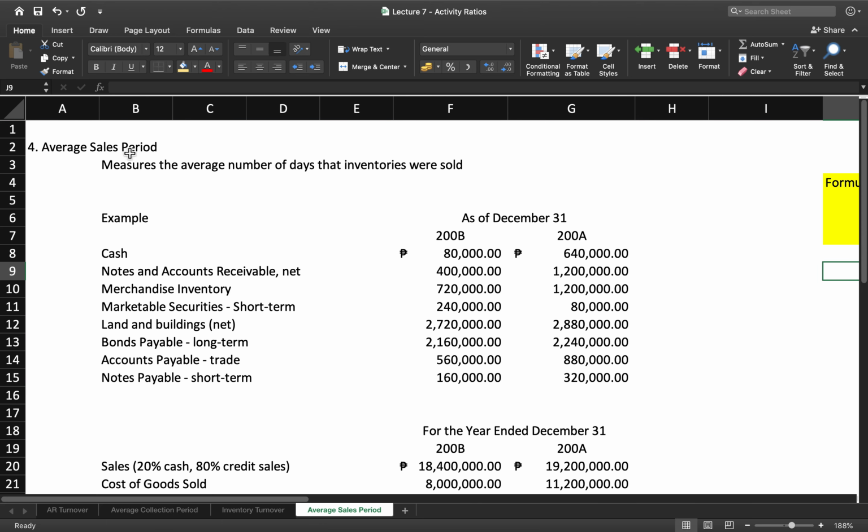Anyway, so average sales period. So, anong definition niya? Measures the average number of days that inventories were sold. So, if inventory turnover measures the number of times that an inventory is sold in a year, so ito naman, it is the average number of days before inventories are being sold. So, ano pagkakaiba? Ito yung average number of days bago tayo makabenta ng inventory, while yung inventory turnover, it is yung number of times na nakakabenta tayo ng inventory in a year. So, ito yung number of days bago tayo makabenta ng inventory.